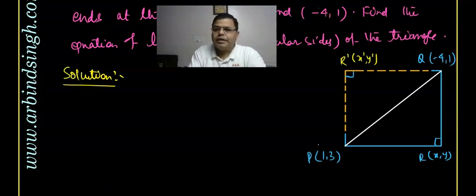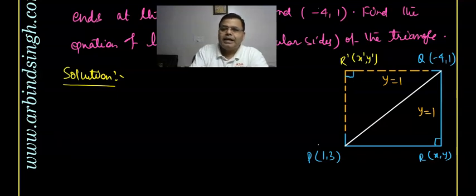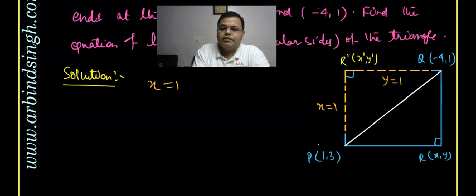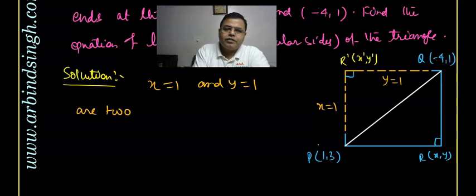Here the y coordinate is 1, so y is equal to 1 will be a line, parallel to the x axis, and this is x is equal to 1. So x is equal to 1 and y is equal to 1 can be two lines, and at the point of intersection they will be perpendicular to each other. x is equal to 1 and y is equal to 1 will be the answer of this question.